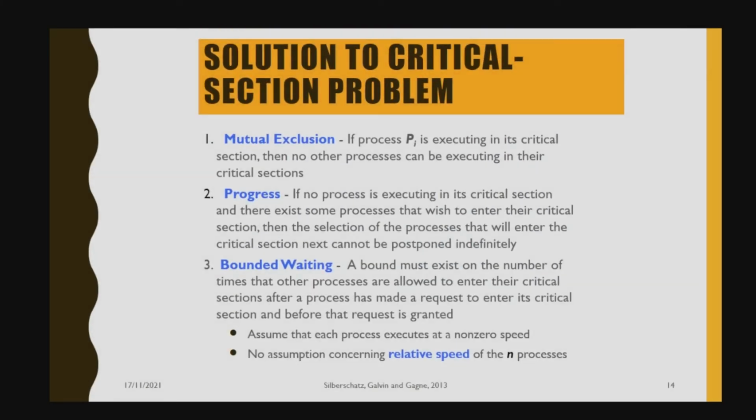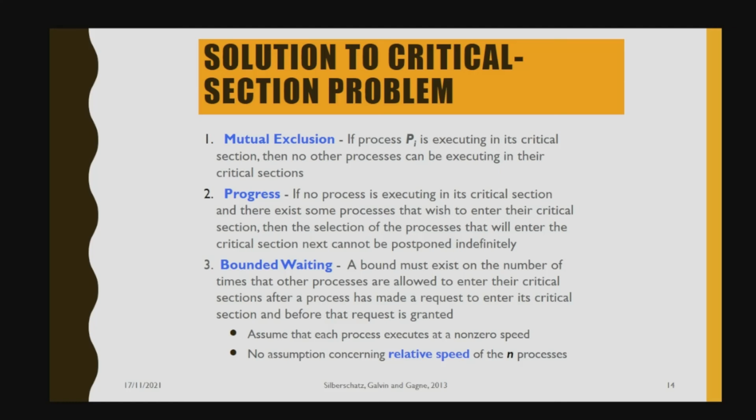For this critical section problem, the solution requirements are mutual exclusion, progress, and bounded waiting. Okay, for mutual exclusion, if process Pi is executing in its critical section, then no other processes can be executing in their critical section. So we need to have only one process in its critical section, which we call mutual exclusion. Number 2 is about progress. If no process is executing in its critical section and there exist some processes that wish to enter their critical section, then the selection of the process that will enter the critical section next cannot be postponed indefinitely.